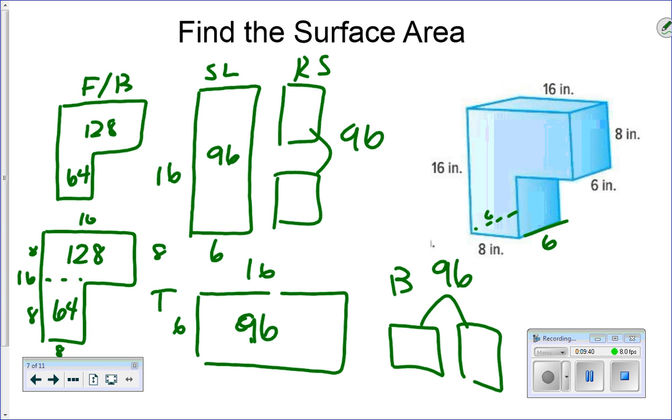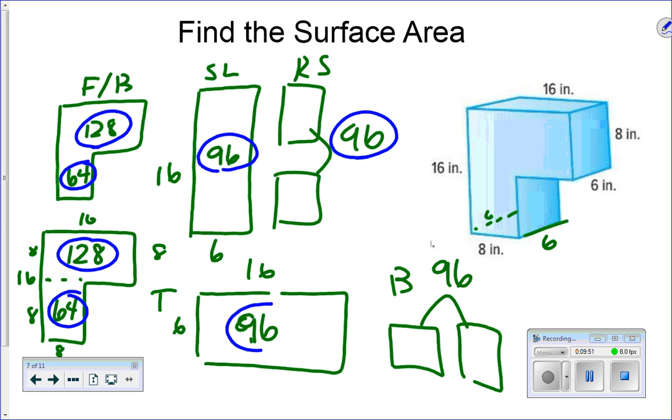Okay, so now we gotta add them all together. So let's figure out what we gotta add together. So we gotta add this one and this one, this one and this one, this one and this one, this one and this one. I'll add them up for you. That's where you're only gonna have a few problems again, remember? Plus 64 plus 96. I got 768 inches squared. And I think my book actually has that.